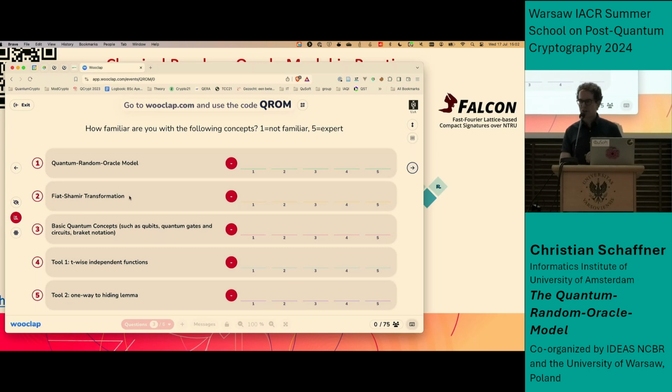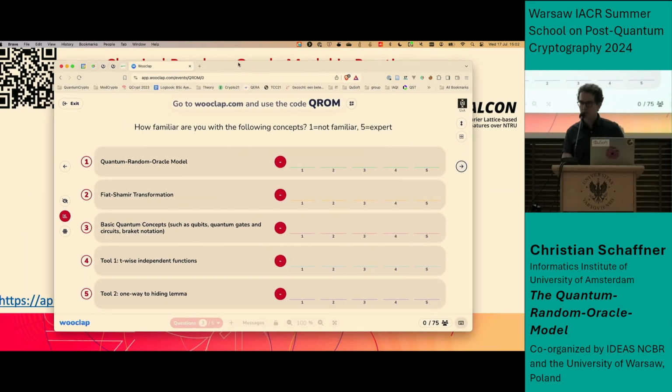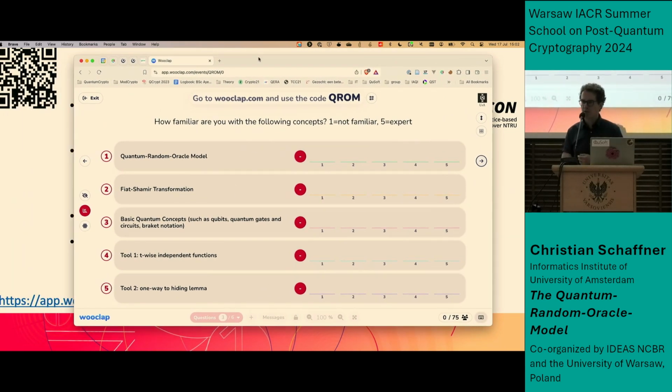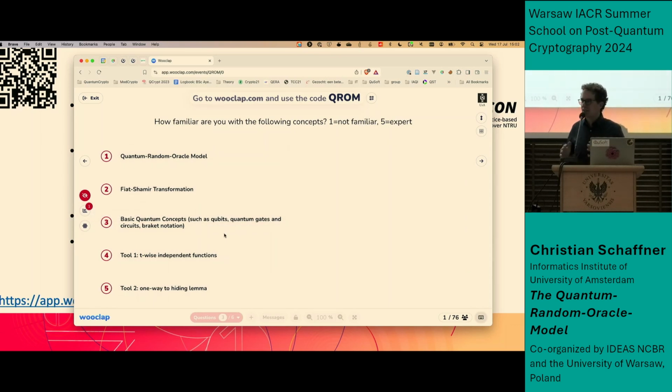If you have seen the Fiat-Shamir transform before, and basic quantum concepts. If you've never seen quantum stuff before, if you've seen it the first time this morning, then maybe you go for a 1, which would be not familiar. And then I'm going to show a few tools, namely T-wise independent functions, if you've heard of those before, or the one-way to hiding lemma. So this is the outline for the rest of my talk as well. I'm curious to hear how much you already know about these things.